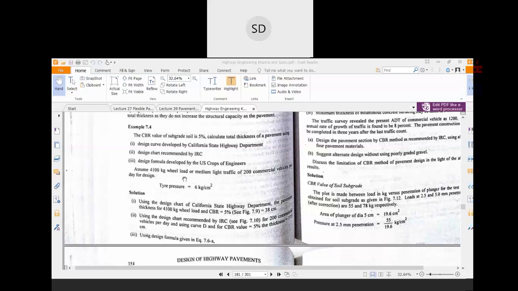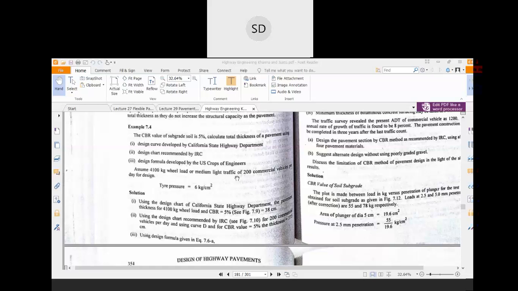Okay, I am again discussing the chart, how to use the chart. We see the question. This 4100 kg is not required for the IRC chart because that is for another method. Another method is also mentioned here. As in your syllabus only the CBR method is there, I will discuss only the CBR method.